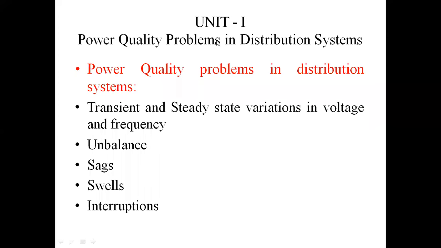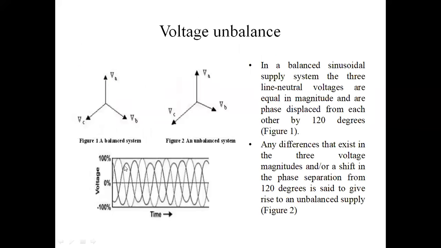Okay. Unit 1, Power Quality Problems in Distribution System. The subtopics are transients, steady state variations in voltage and frequency, unbalances, sags, swells, and interruptions. Okay, these are the power quality problems. I will explain one by one. First, unbalance. This is the voltage unbalance.